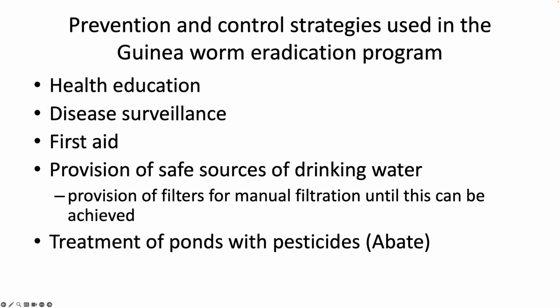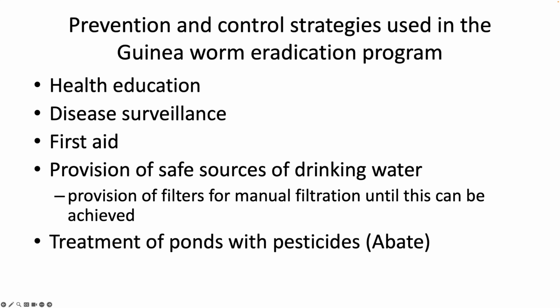So how was such incredible progress achieved? What were some of the strategies used to prevent and control guinea worm as part of eradication efforts? It's a combination of things thought to be effective at preventing guinea worm spread and transmission, including health education, which is about telling people how to prevent guinea worm. It's about disease surveillance, looking for cases and then targeting prevention and control strategies where those cases are occurring. First aid can actually prevent onward transmission of guinea worm, and provision of safe sources of drinking water. Sometimes you can dig wells, for example, so that people aren't getting their drinking water from surface water like ponds.